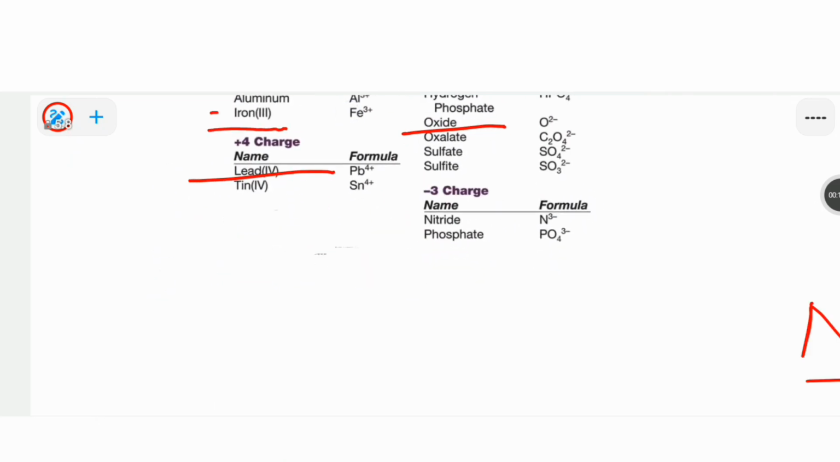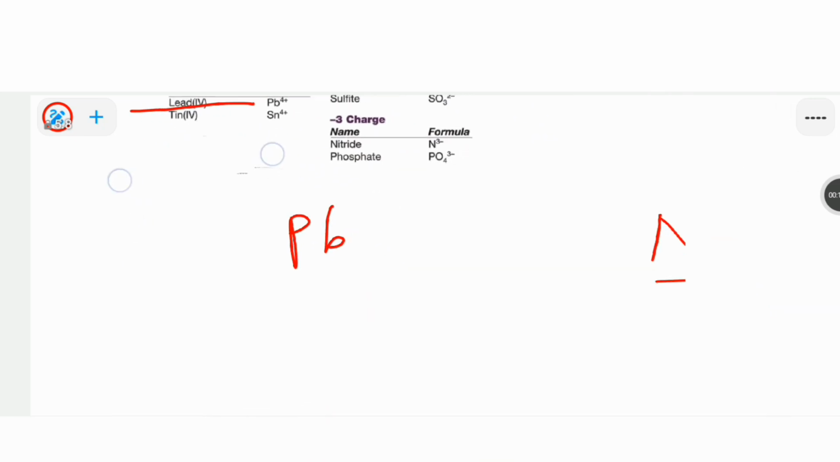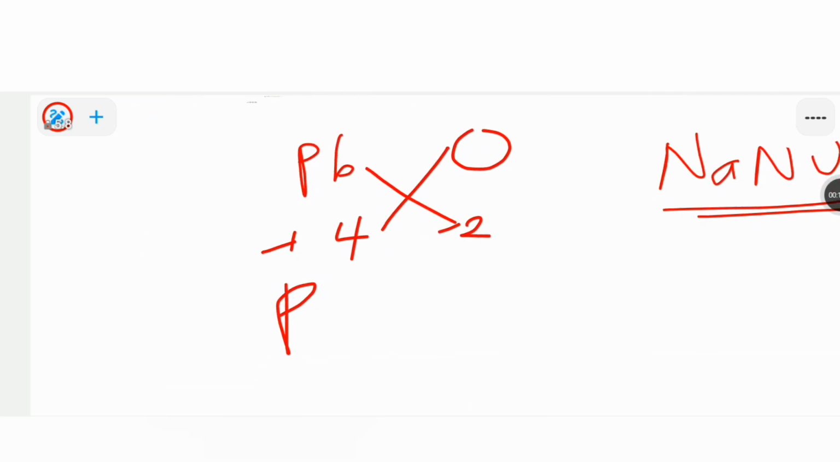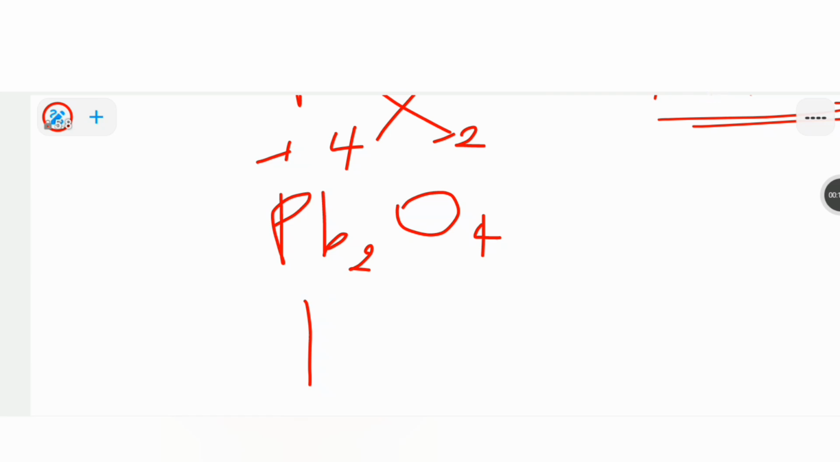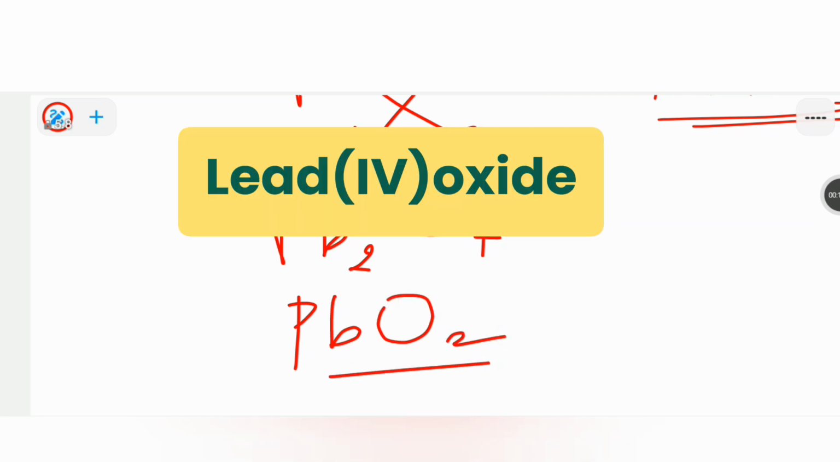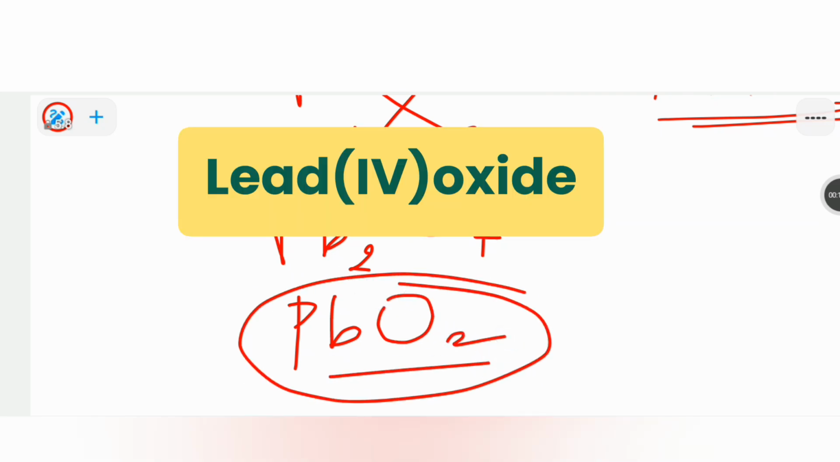So let's try it. Lead 4 is Pb, power is +4. The oxide ion is O, then the power is 2 minus or minus 2. Exchange the powers. So you are going to get Pb2O4. Because you can still divide this, you can see that 2 can go in this. If you divide all through by 2, you will get PbO2. This formula is lead 4 oxide. That's the name of this compound, lead 4 oxide.